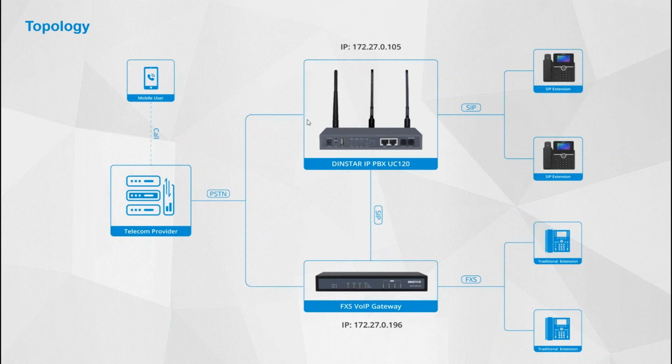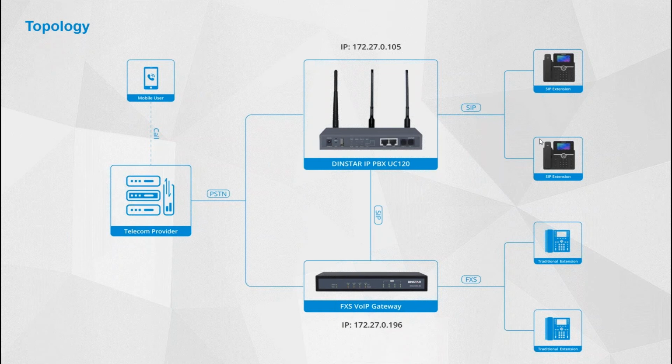Here is a very typical topology in a VoIP environment. Basically, here we use the UC120 as an example. If you want to make an outgoing call or receive an incoming call from PSTN, you have to connect our PSTN port with a PSTN cable. After that, we use the SIP extension. You register the extension to our system. Here is our SIP extension, for example a DINSTAR IP phone.